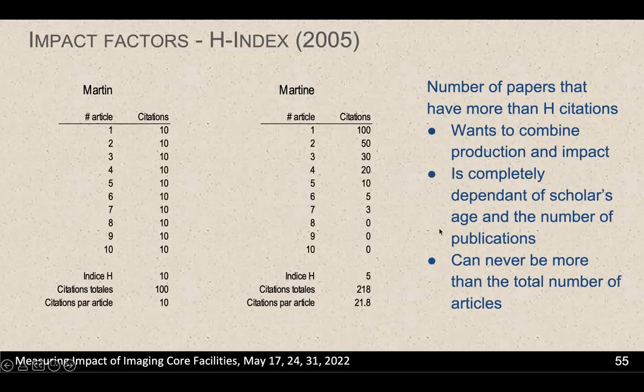It is completely dependent on scholars' age and the number of publications. And it can never be more than the total number of articles that you have, independently of the number of citations, sorry. I like this case study because it really gives you an idea of how absurd this one is. So you can take, for example, Martin and Martin. Martin published regularly, has 10 citations per article, which is great. So this person has an H index of 10, with a total of 100 citations, which is 10 citations per article.